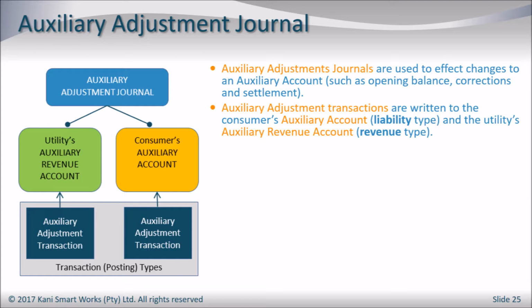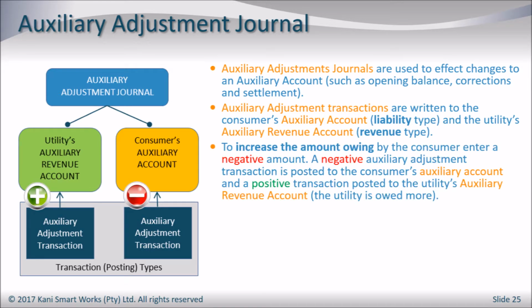Auxiliary adjustment transactions are written to the consumer's auxiliary account, which is of type liability, and the utility's auxiliary revenue account, which is of type revenue. So to increase the amount owing by the consumer, enter a negative amount. A negative auxiliary adjustment transaction is posted to the consumer's auxiliary account and a positive transaction posted to the utility's auxiliary revenue account. In other words, the utility is owed more.